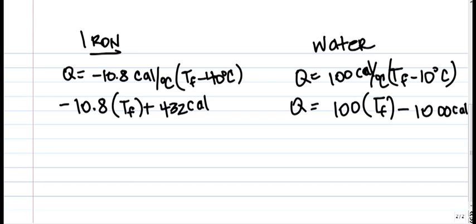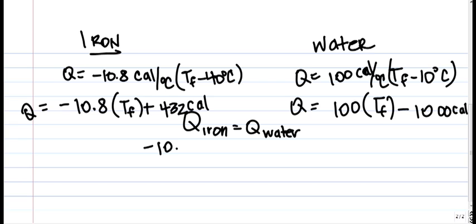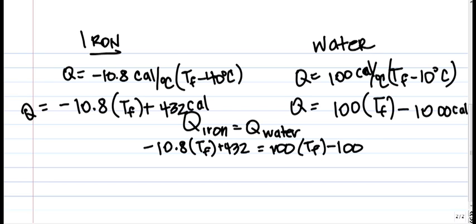So now what I'm going to do is because these are both equal to Q's, and we're looking for the final temperature of them together, I can set them equal to each other. So I just do that by saying that the change in heat here for the iron is equal to the change in heat for the water. So negative 10.8 T final plus 432 equals 100 T final minus 1,000.